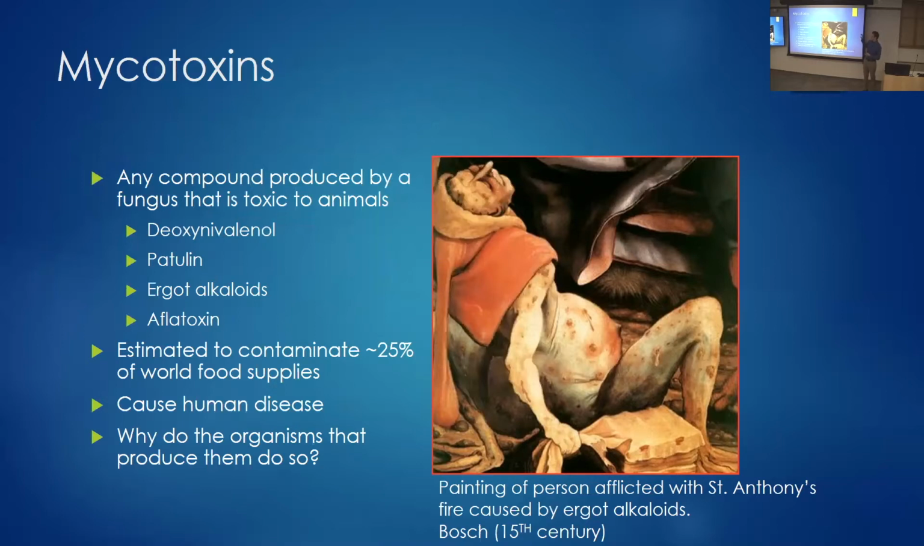But this is all from a human perspective instead of what it does for the fungus that produces the compound. And that's, of course, important because mycotoxins contaminate 25% of the world's food supplies, and they cause disease and stunting of growth and even death. But again, while that's sad and costly to everyone involved in agriculture, what I want to know is why do the organisms that produce these compounds produce them?